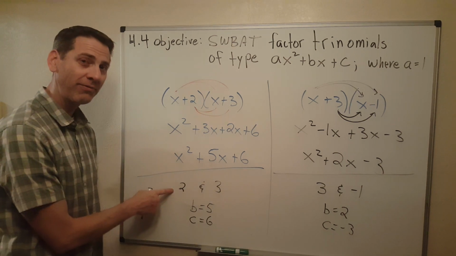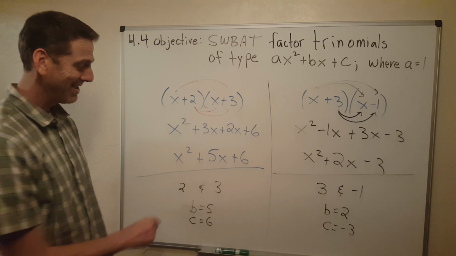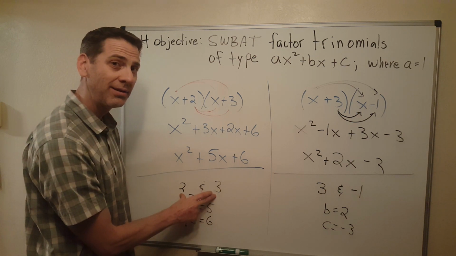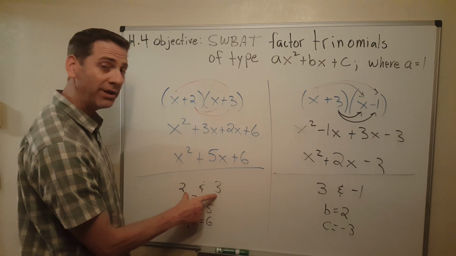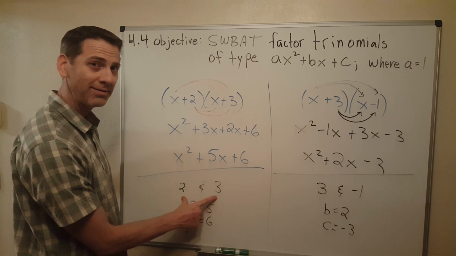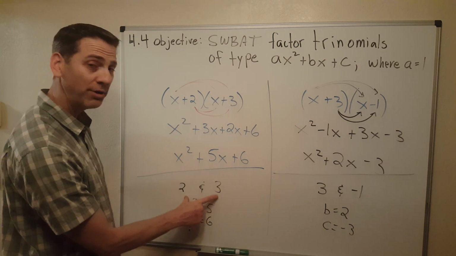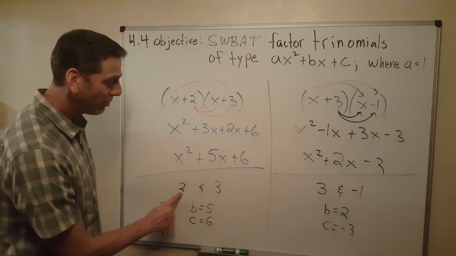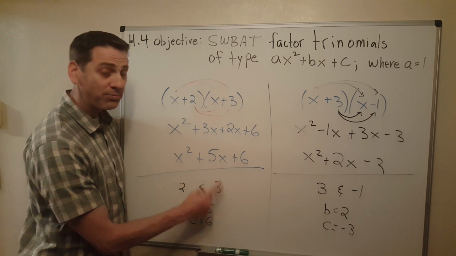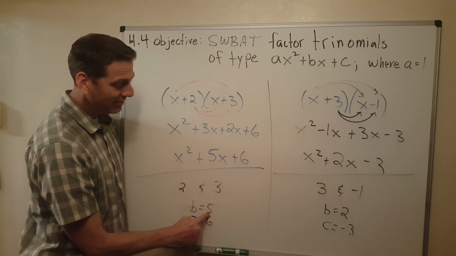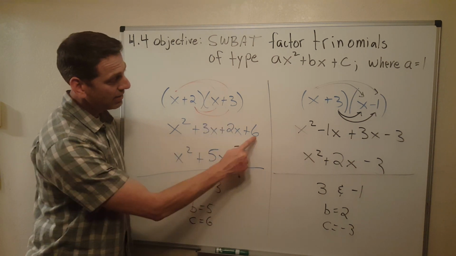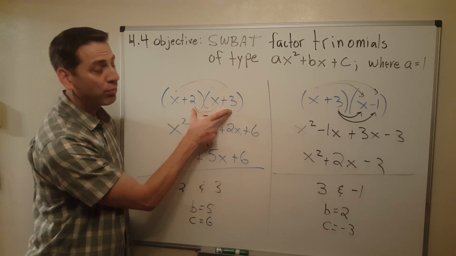Well, let's come back to the very first example. Did you figure it out? All right, well, 2 and 3. How do I get 5 from 2 and 3? I add. 2 plus 3 is 5, right? Now, how do I get 6 from 2 and 3? Multiply. 2 times 3 is 6, right? So the B term, this middle term, is always going to be the sum of these two numbers. And the C term is always going to be the product of these two numbers.